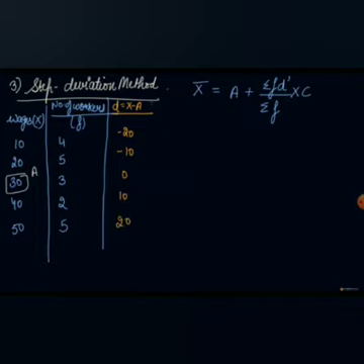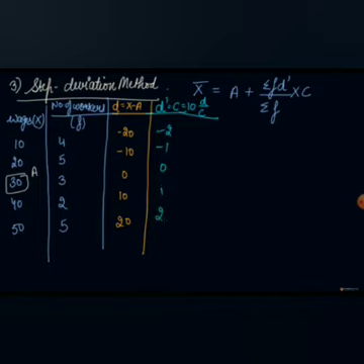Now this is the first deviation we have taken. Now we will take the second deviation, that is d dash. See, what is the common factor between 20, 10, 0, 10 and 20? That is, I guess, 10. So C you will take as 10. Now you will divide D by C, and then you will get d dash, that is minus 2, minus 1, 0, 1, 2.